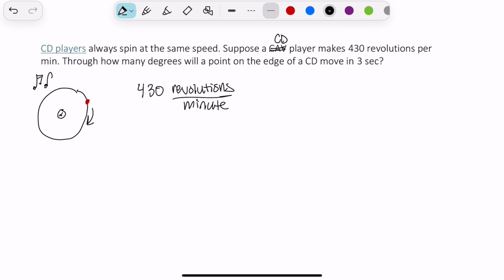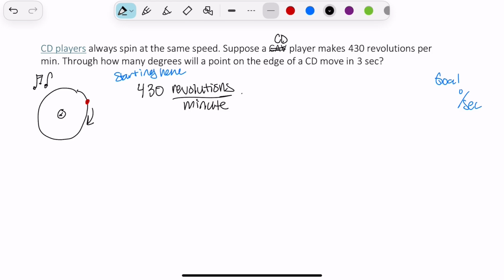This comes down to a unit conversion because we want to know how far this point will move in 3 seconds, how many degrees per second. So this is what we're starting with. And our goal is degrees. Let me just use the degree symbol here, degrees per second. So let's do some unit conversions.